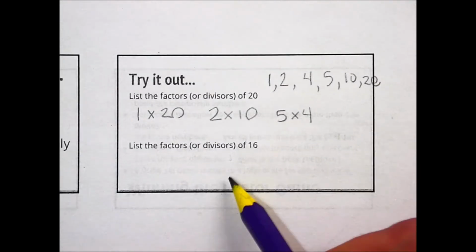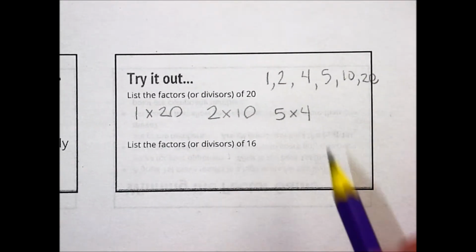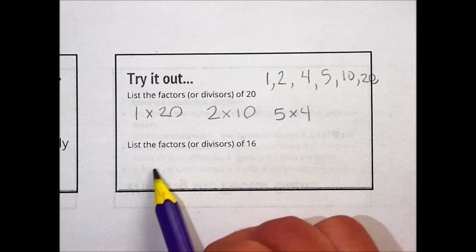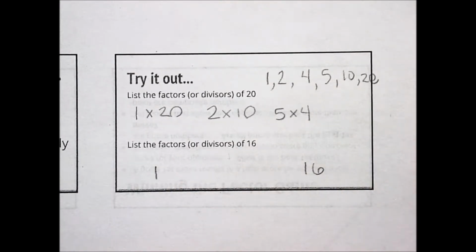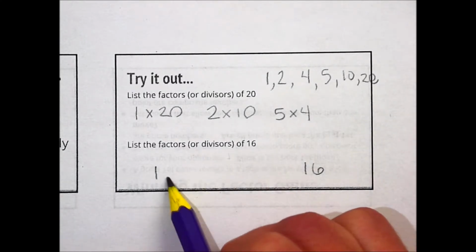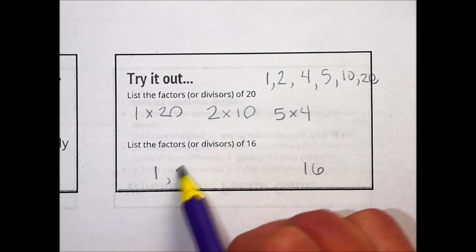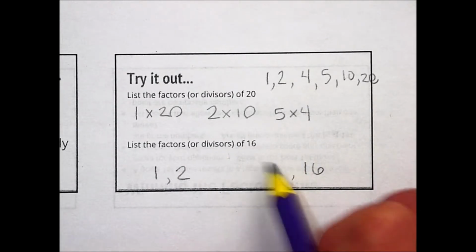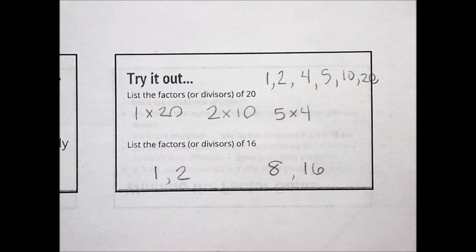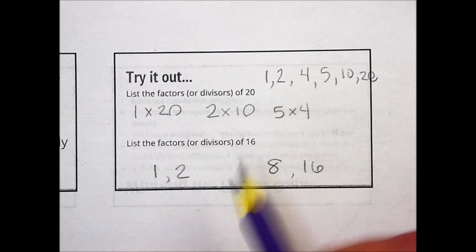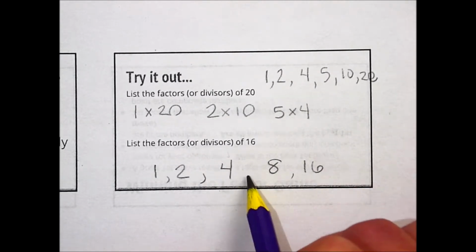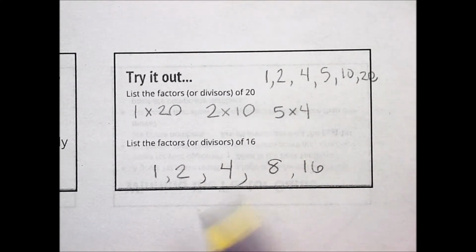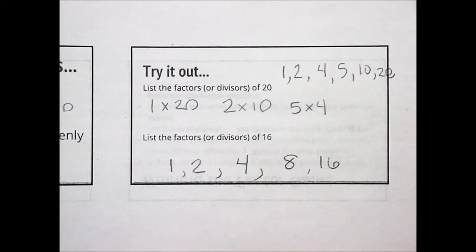Okay, let's try again, this time with 16. Here's another way to do this. I could multiply 1 and 16. 2 will also go into 16, so it's a divisor. 2 times 8. 3 doesn't go into it, but 4 does. 4 times 4. So I'm only going to list the 4 one time. And now I'm done. 1, 2, 4, 8, and 16 are divisors of 16.